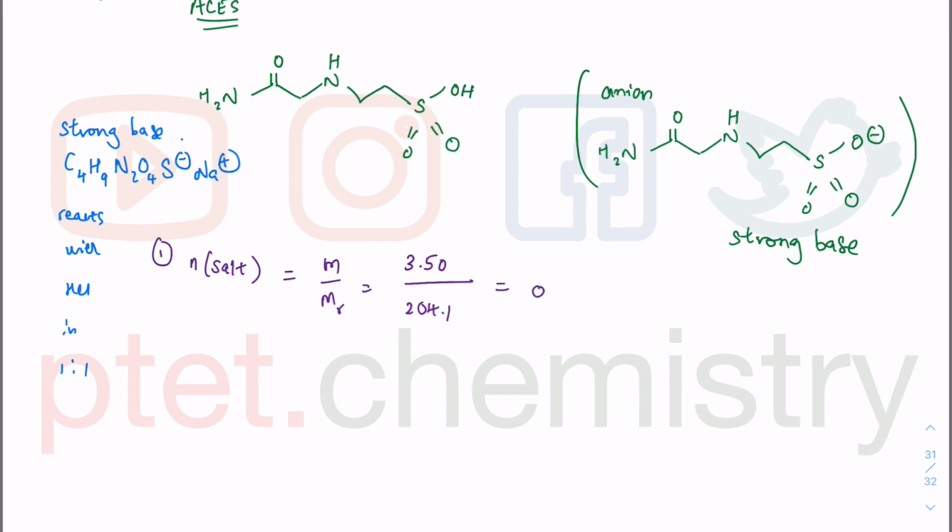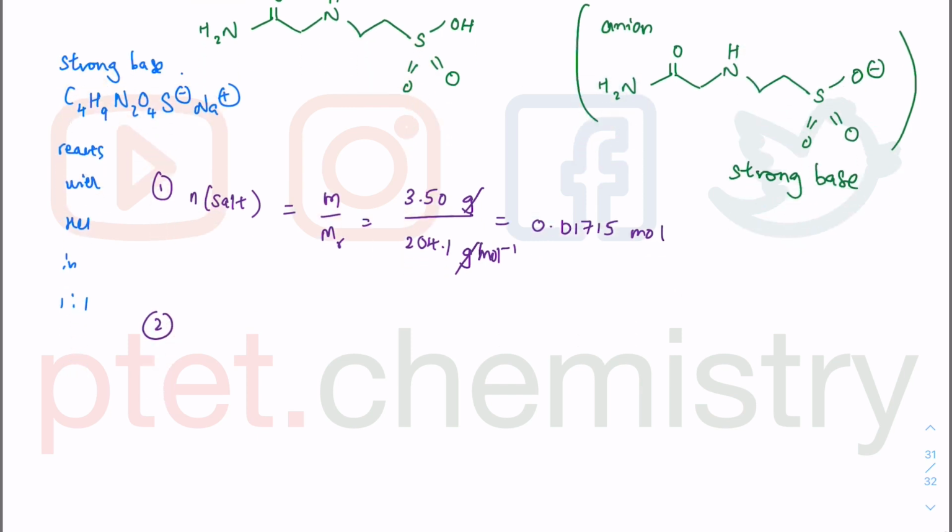Put that in and you will get 0.01715 mole. This is in gram. This is in gram per mole. So you know, they will definitely give you mole because it's mass over Mr. On to the next part of the working.